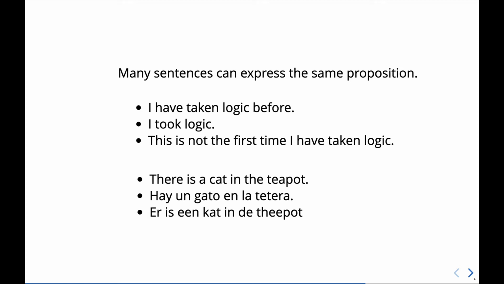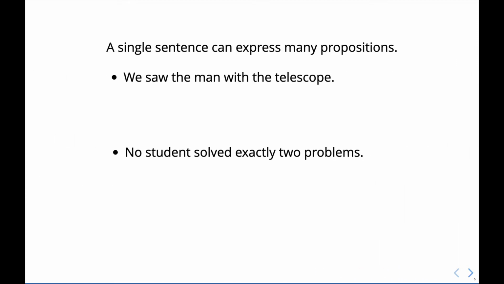We also could have the phenomenon that a single sentence might express many different propositions. And this is another familiar phenomenon. This is the phenomenon of ambiguity. So sometimes in natural language, in English especially, there are sentences that have ambiguous meanings. It's not clear what the meaning actually is. So for example, we saw the man with the telescope. There are at least two meanings, two statements that could be expressed by this declarative sentence.